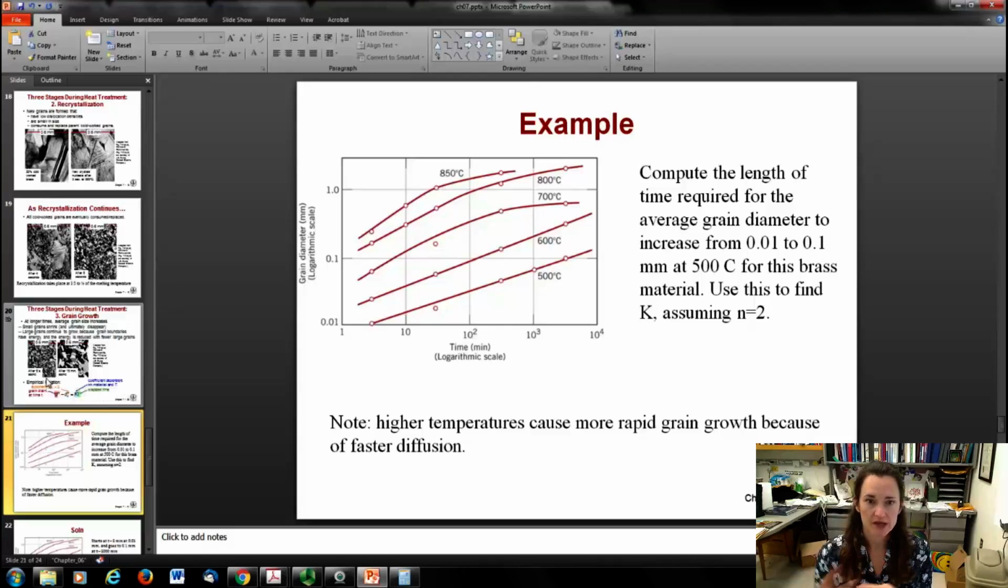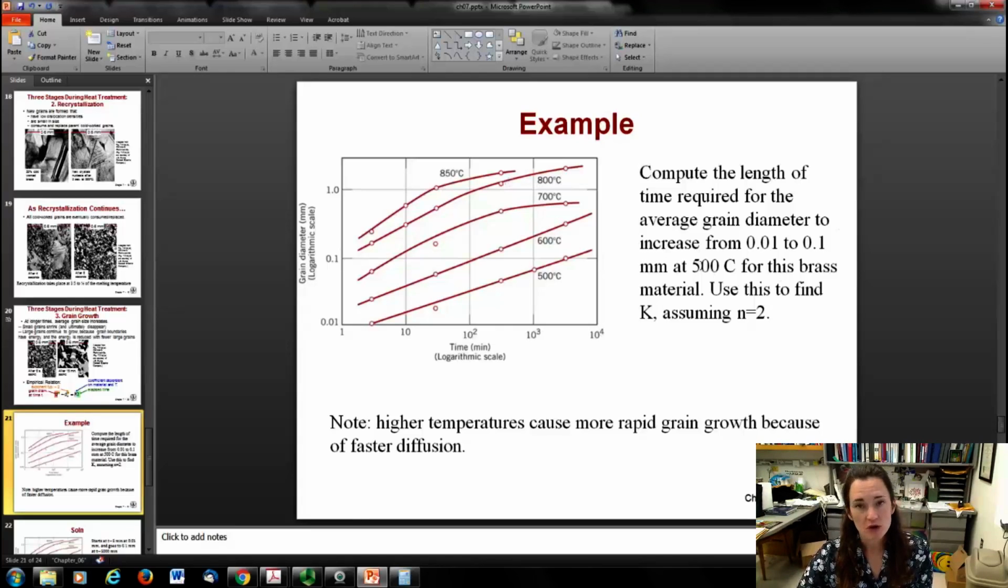Okay, so first of all, I want to draw your attention to the fact that there are different lines on this plot for different temperatures. Remember, your annealing temperature can be any temperature as long as it's 1/3 to 1/2 of your melting temperature. So here we have a range of temperatures from 500 to 850 degrees C. Now you can notice that the higher temperatures are going to cause more rapid grain growth. This is a plot of the grain diameter in millimeters versus time, and you can see that it reaches those larger grain sizes much faster for those higher temperatures.